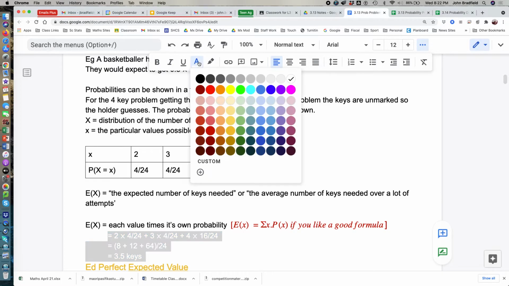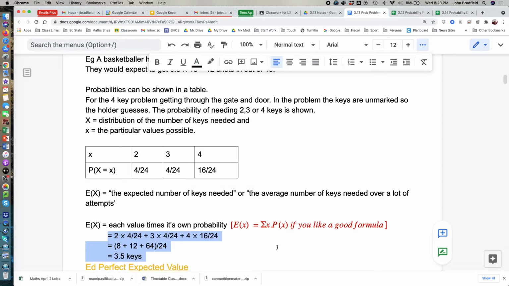So in this case, the working is more simple than it appears actually. If I do a bit of highlight in there and bring that back, this is what it would look like to find the expected number of keys, or the average over a lot of different times through. You take each value, each X, and times it by its probability. So that's the first one: 2 times 4 over 24, plus another possibility, 3 keys times 4 over 24, plus the final and most likely probability, 4 times its probability.